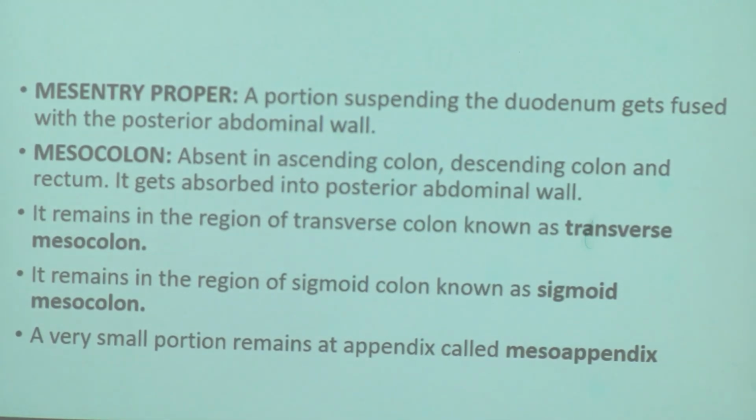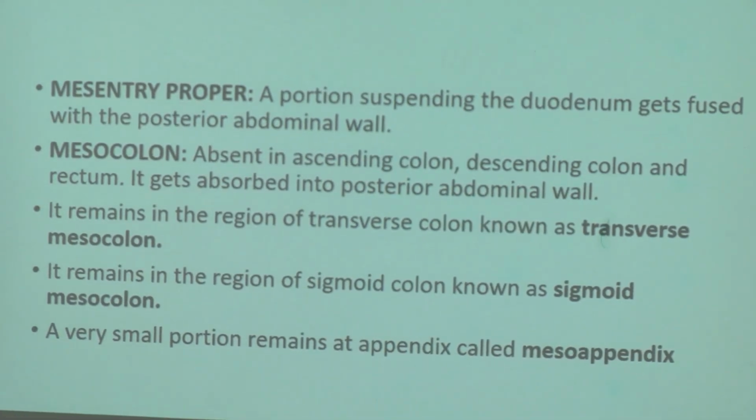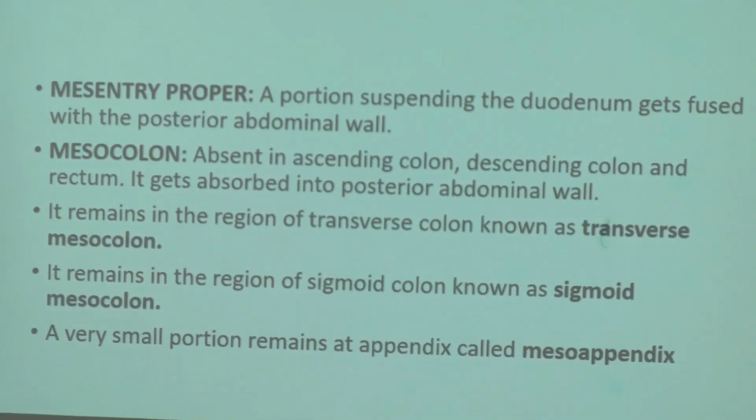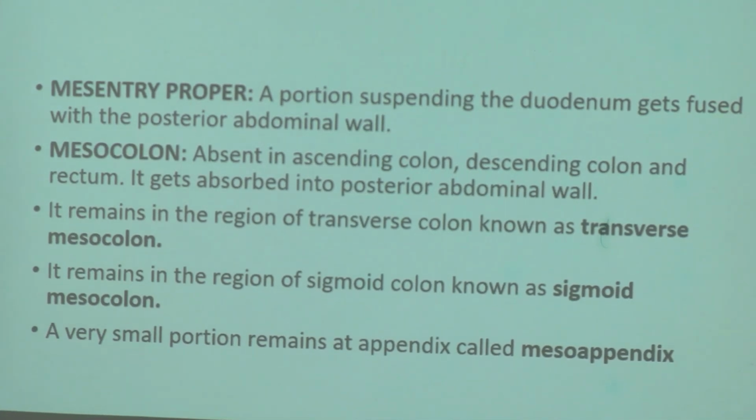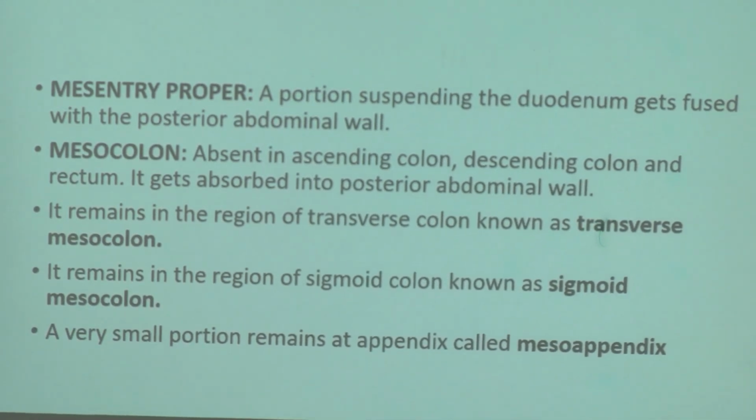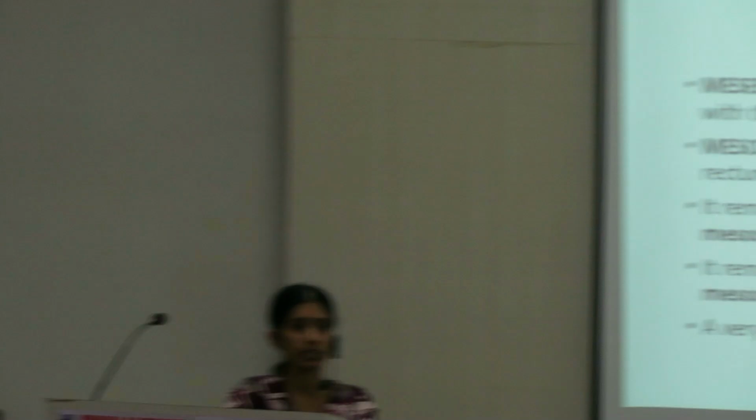In the development of the GIT, until now we have discussed cranio-caudal folding, lateral folding, mesentery, and also the derivatives of mesentery. All these four parts are just the introduction to your development of the GIT. In the next class we will start with the development of the esophagus and also the stomach.